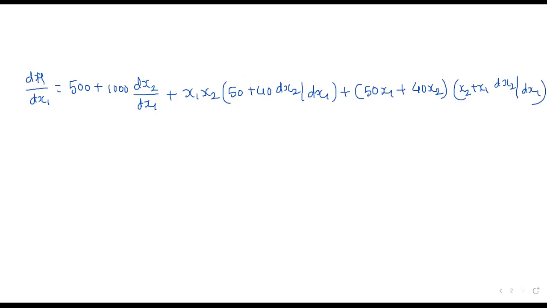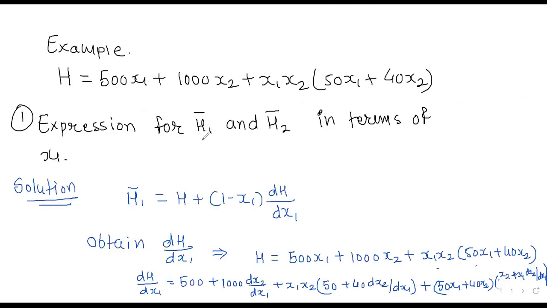Now again, we understand what we have to obtain: an expression for H1 bar and H2 bar. This is an example of partial property of a binary mixture that we did in the last class. To obtain H1, first we obtain H1 bar, then H2 bar. So how can we obtain H1 bar in terms of x1? H1 bar is equal to H plus x2, so instead of x2 we write 1 minus x1, times dH divided by dx1. First we find dH divided by dx1, then multiply it by 1 minus x1, then add H, and we get H1 bar.